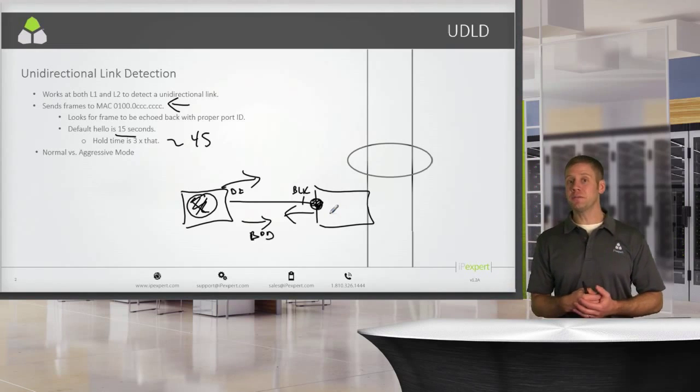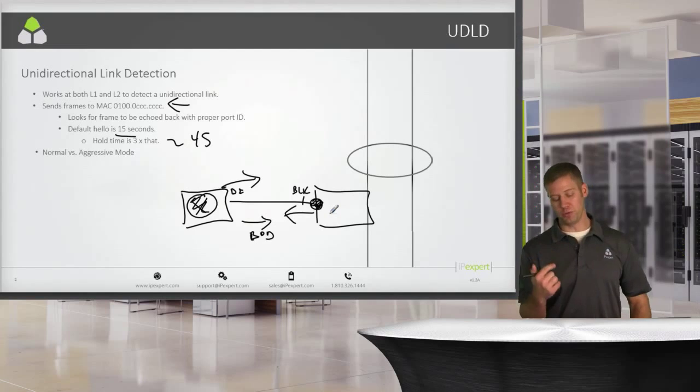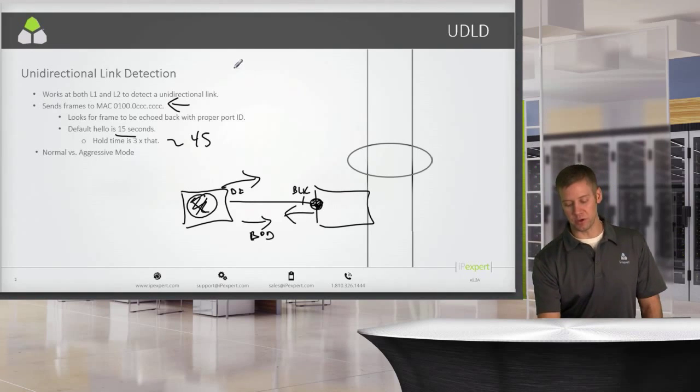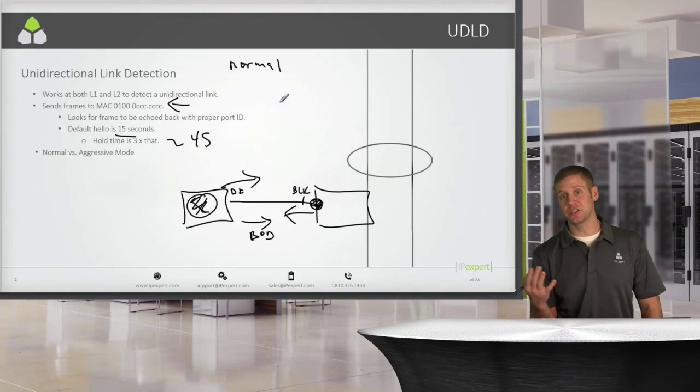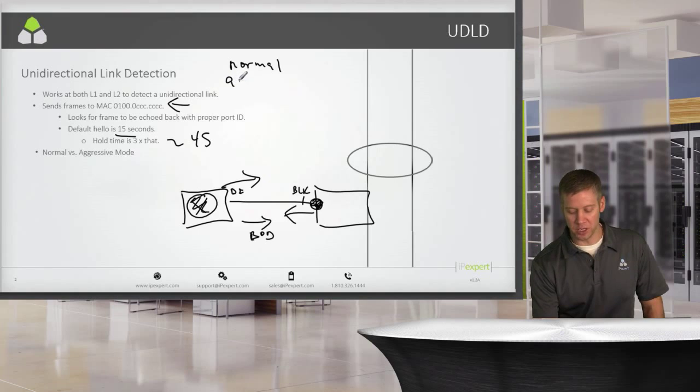So by default, UDLD is going to run in one of two modes, and when we first enable it, it's going to run in what we call normal mode. And the kind of actions that I've talked about prior to this have all been discussing normal mode, because when we enable UDLD, that is the default. What we can do is actually put it in a different mode that's called aggressive.